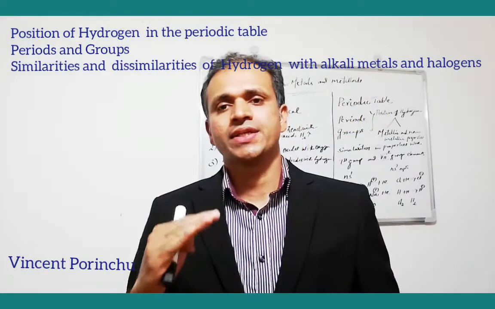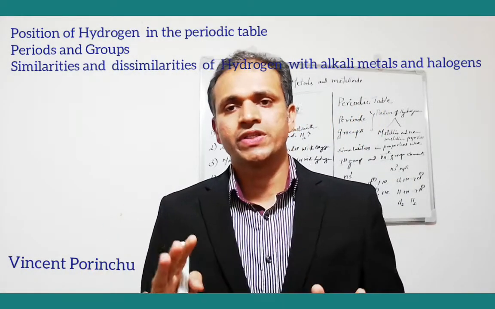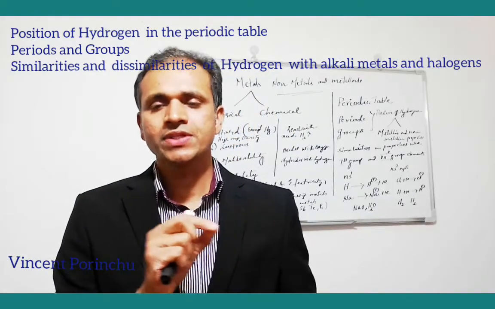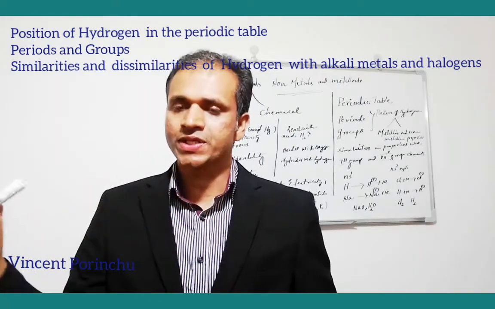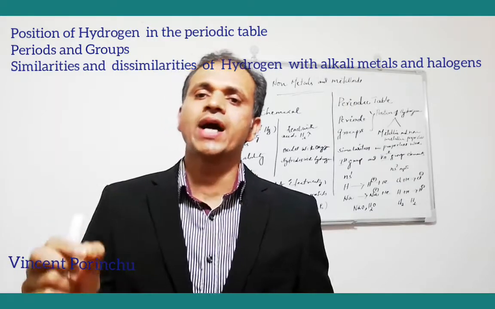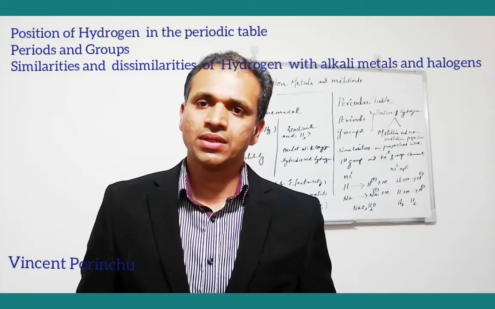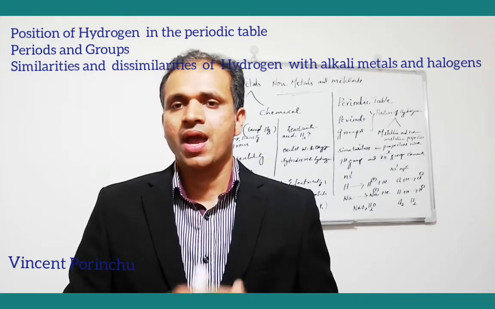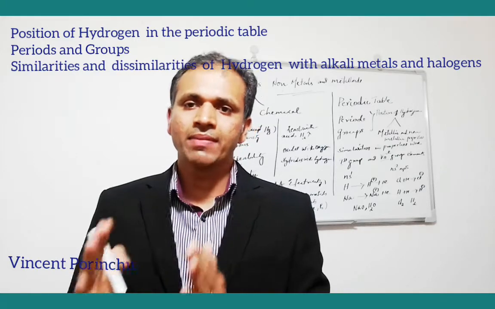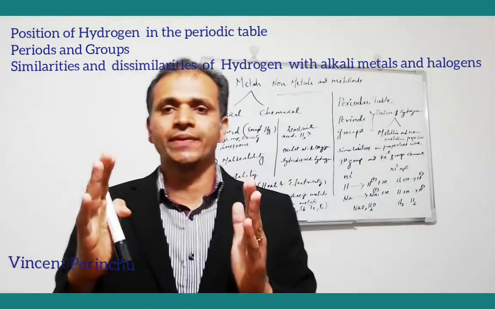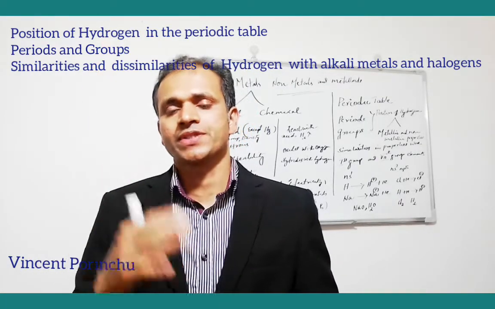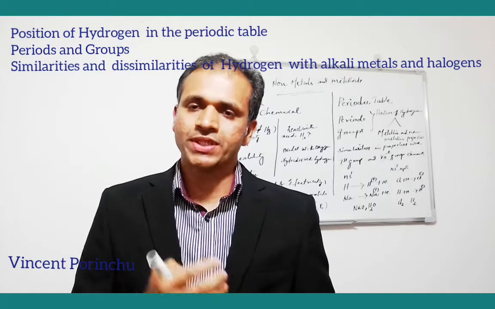The periodic table is a chart or a table in which the atoms are arranged in increasing atomic number. The atoms are arranged in certain rows in increasing atomic number, and those rows are known as periods. And the atoms of similar chemical properties are arranged in certain columns, and those columns are known as groups.